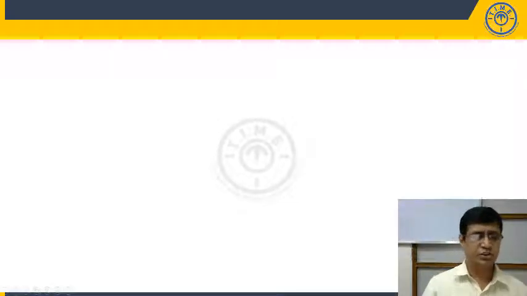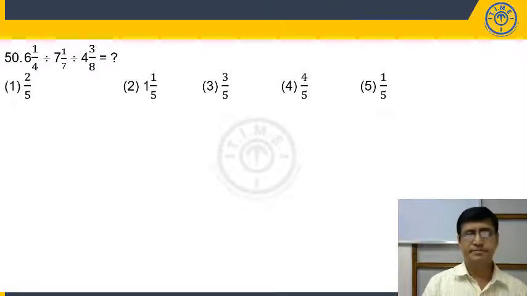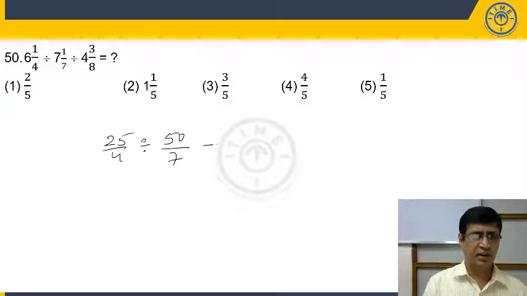Now look at the next question on your screen. 6 1 by 4 divided by 7 1 by 7 divided by 4 3 by 8. Now options here. 6 1 by 4 means 4 into 6, it is 24 plus 1, 25 by 4, divided by 7 into 7, 49 plus 1, it is 50 by 7, divided by 8 into 4, 32 plus 3, 35 by 8. Now what is the discussion?